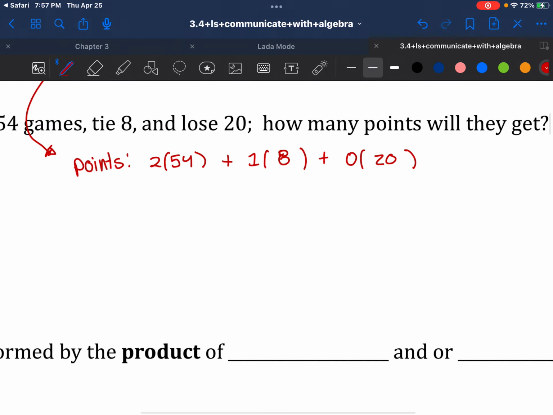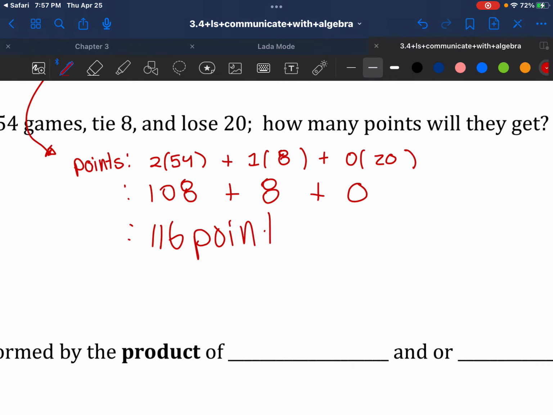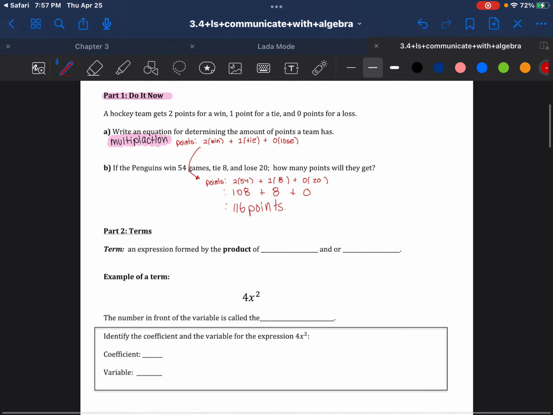Okay. Now we can do the math. 2 times 54 is 108. Plus 1 times 8 is 8. Plus 0 times 20 is 0. So the answer will be 116 points. Here we go. Okay.